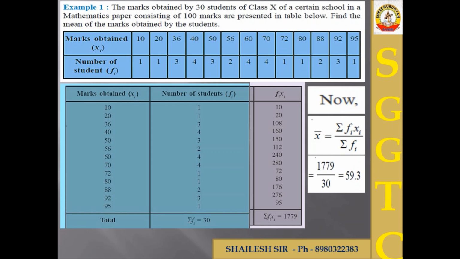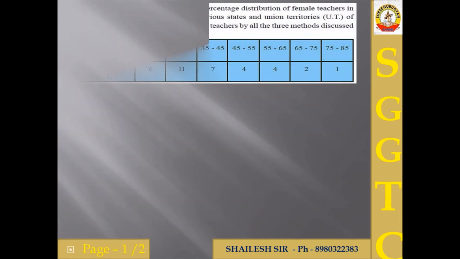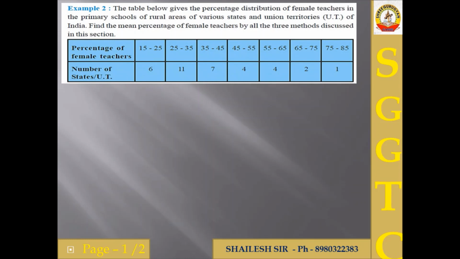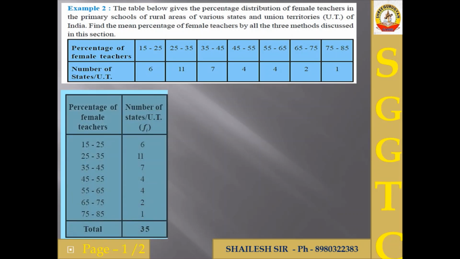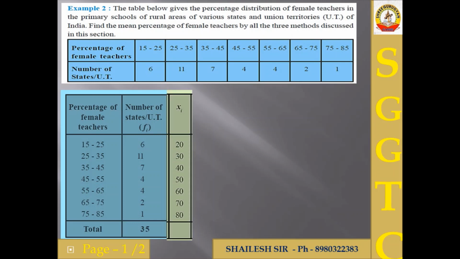Happily done. Now I go to question number 2. In question number 2, the percentage of female teachers and the number of states and UTs are given, with class intervals. See, students, 15 to 25, 25 to 35 means 6 states have a percentage of female teachers from 15 to 25. I write the question column-wise and add all the frequencies, sigma fi: 6 plus 11 plus 7 plus 4 plus 4 plus 2 plus 1. Surely it gives 35, which is the total.